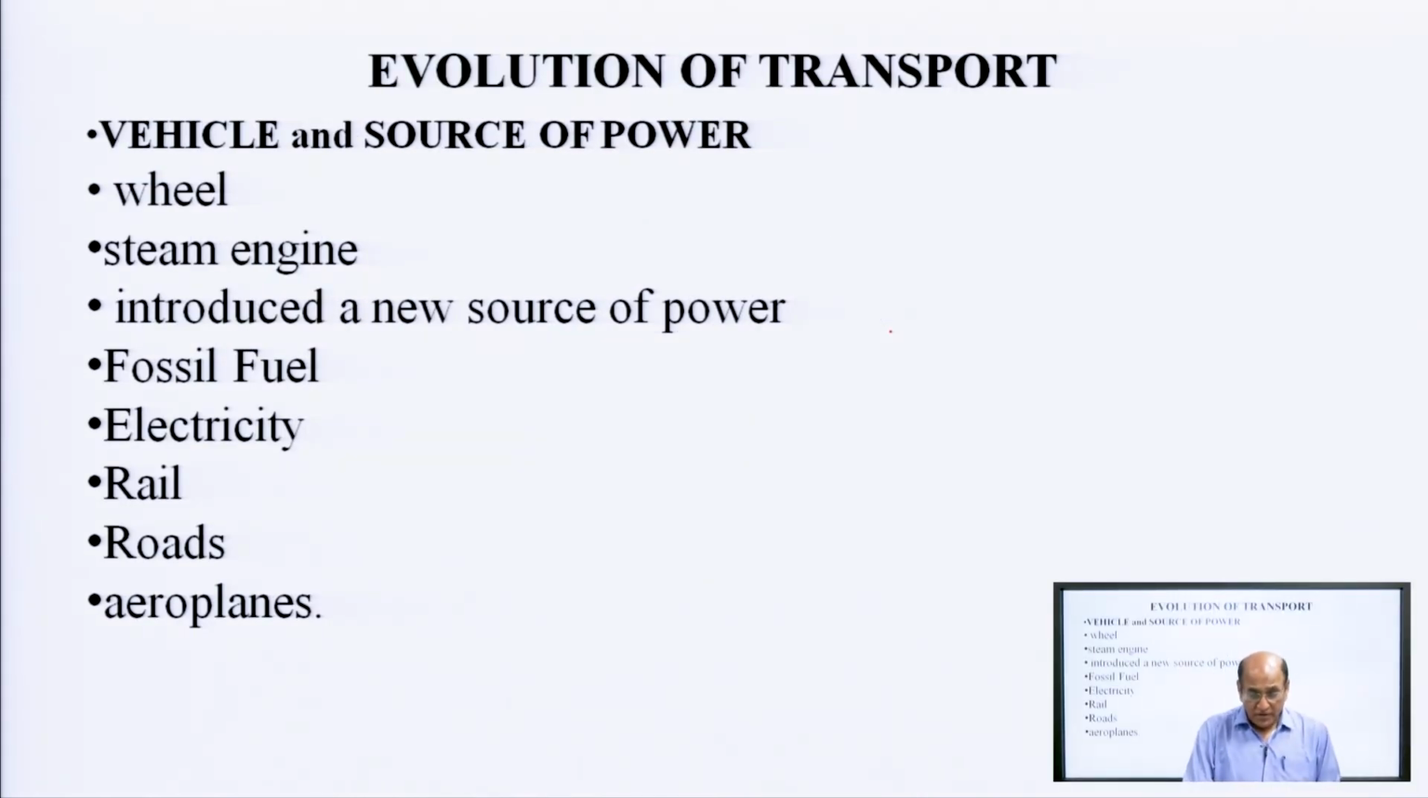Now, evolution of transportation. How the growth of transportation occurred. So, the first is the wheel. I think after fire, it is the most important revolution in human civilization. It made the life of human beings comfortable. It is a great revolution.